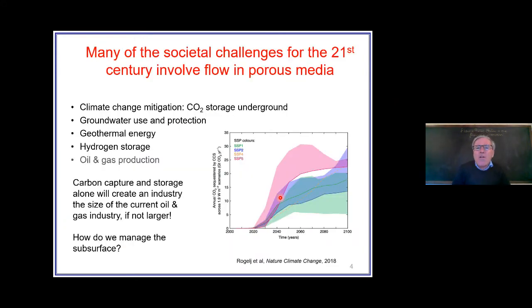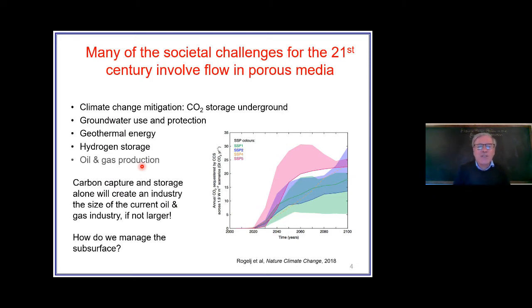So many of the major societal challenges for this century do involve flow in porous media, basically flow through the pore space of a rock principally, but other materials. So we talked about CO2 storage. Groundwater is a major issue. Do we have enough fresh water for drinking and agriculture? Geothermal energy, extracting heat from the Earth's surface, hydrogen storage, and as I said, oil and gas production as well.